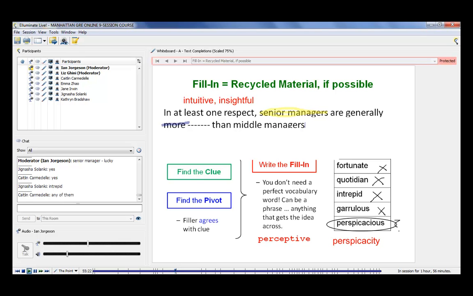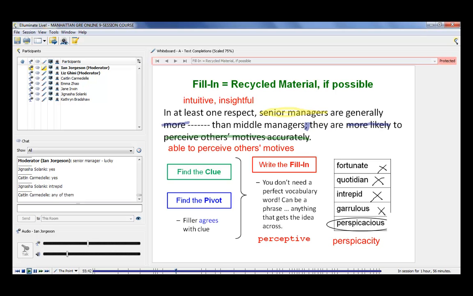Are they more perceptive than middle managers? Are they more boring than middle managers, right? Maybe you guys have had a boring boss. Any of them could work, and so we would only be picking an answer based on our own personal bias of what we think it means to be a senior manager. Don't do that. Find the clue. They are more likely to perceive others' motives accurately. Now I know the answer has to be something about perception.